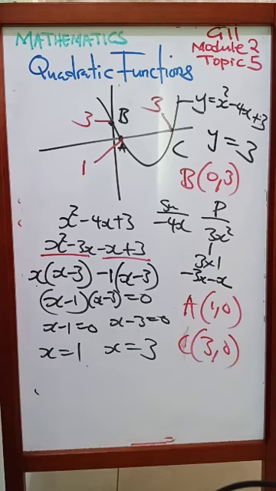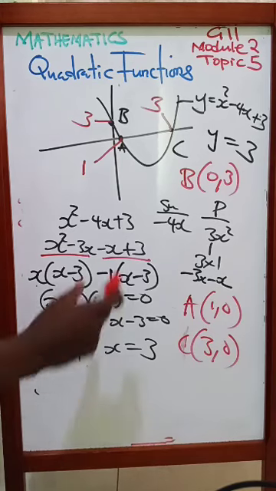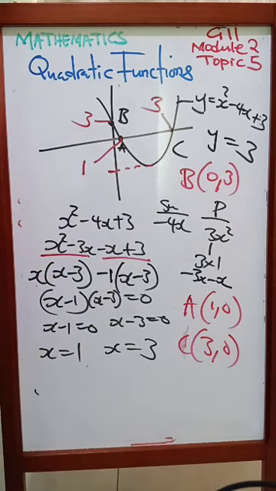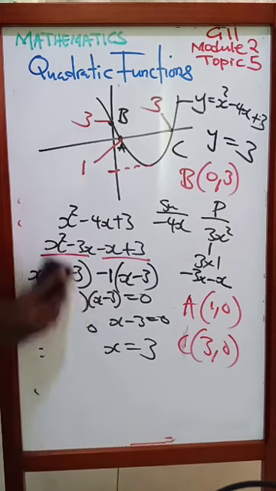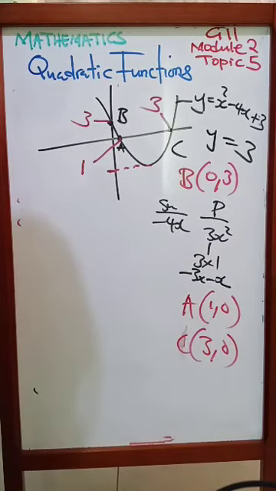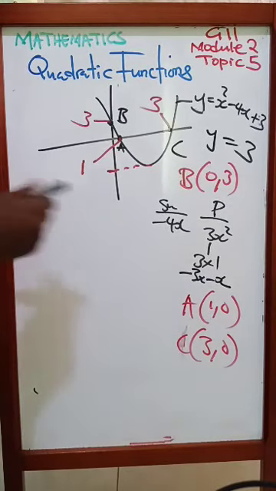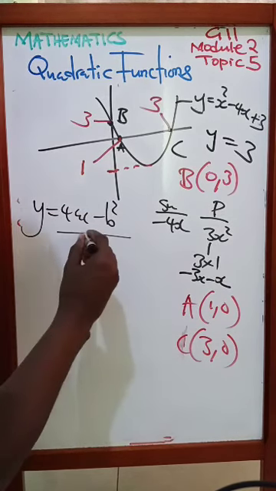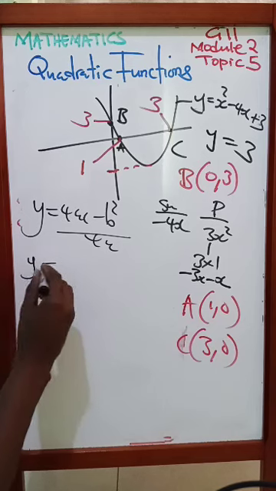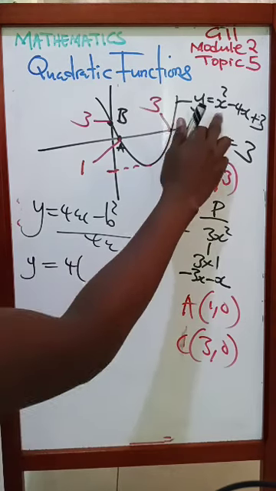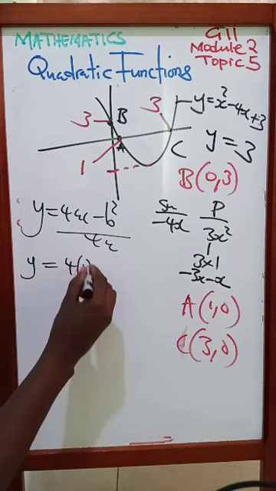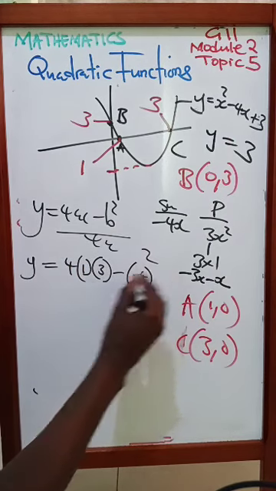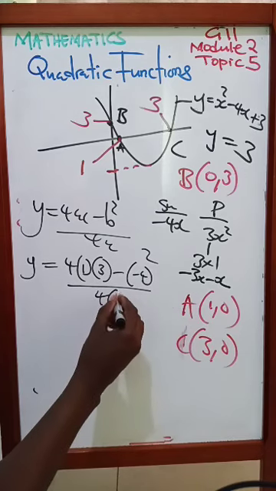Under the same question, you can now be asked to find the minimum value of y. Here we are going to use the same formula that we gave in the previous lesson: y is equal to (4ac minus b squared) over 4a. The value of a here is positive 1, the value of c is 3, and the value of b is -4, to the power 2, everything divided by 4 times a, where a is 1.